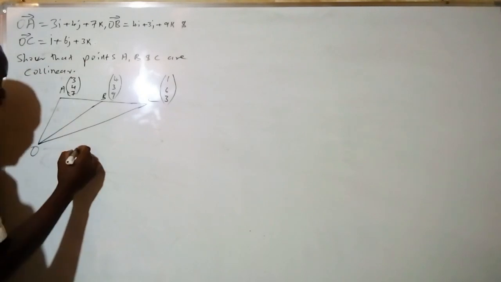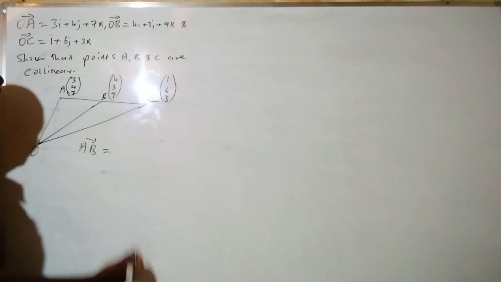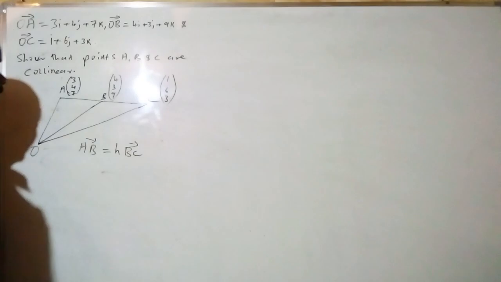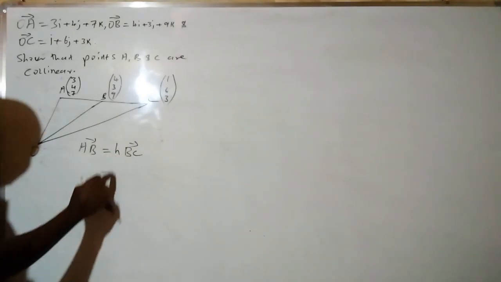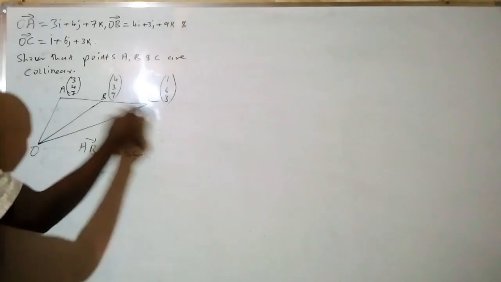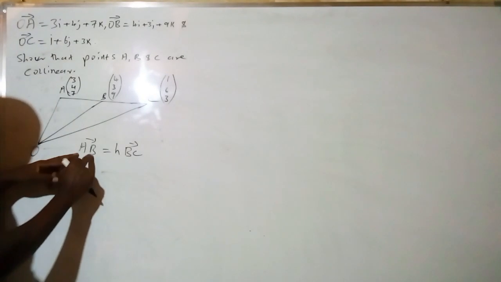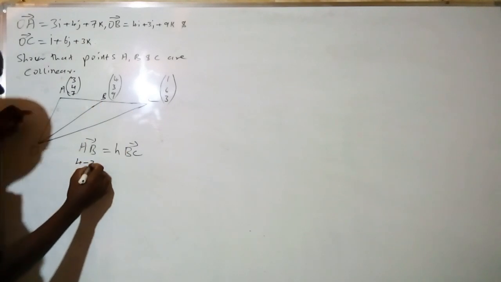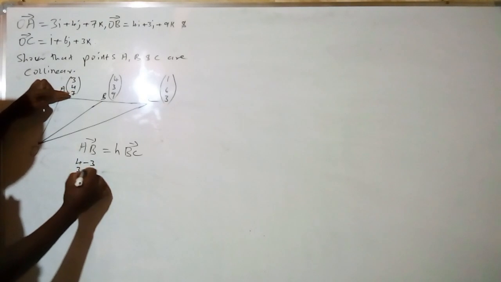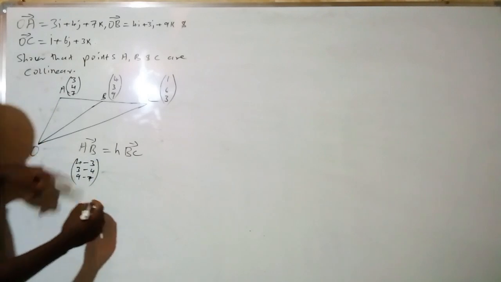that AB is equal to h BC. First of all, you get the value of h, the ratio from AB to BC. We get AB by starting with B: 4 minus 3, 3 minus 4, 9 minus 7. This AB is equal to h times BC.